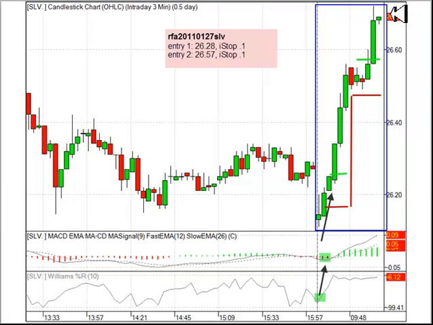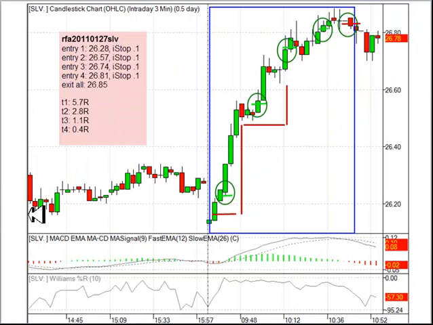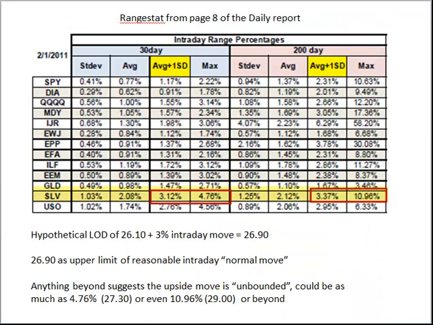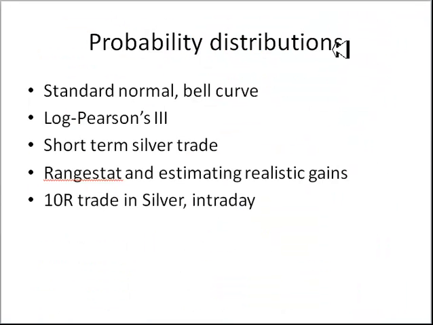The upper limits of reasonable, we bounded with a view towards previous statistical performances using the range stat, and that allowed us to make a sweet exit in the vicinity of 26.85. The reentry technique is what allowed us to minimize our regret if we see the thing keep going. And again, we keep using a risk-measured approach to doing that. So that's today's short video essay on probability distributions and 10R in silver.